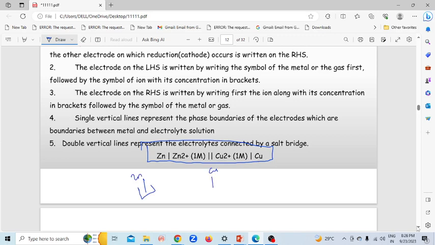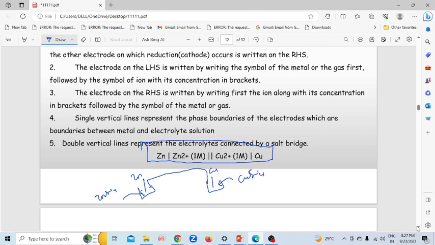Okay, and these are the two beakers, connected by a salt bridge. This is the cell. Here zinc sulfate is formed, and here copper sulfate is formed, which we have already discussed. So I am just making a rough diagram.